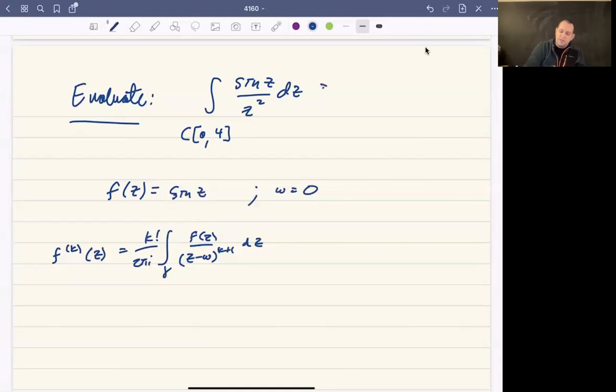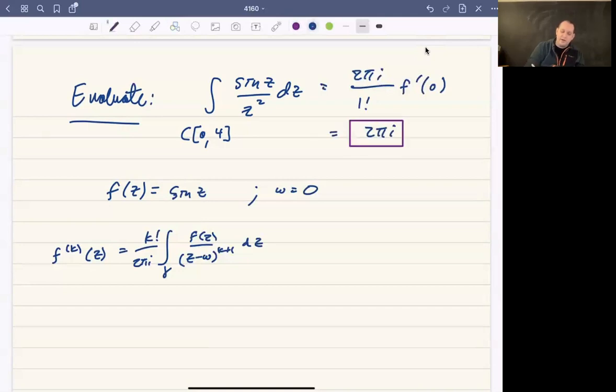So this is going to be equal to 2 pi i over 1 factorial, which is just 1, so we don't really even need to write that, times the first derivative at 0. The derivative of sine is cosine, and cosine of 0 is 1. So this is just going to be equal to 2 pi i times 1. And that is it. That's all we need to do for that one.